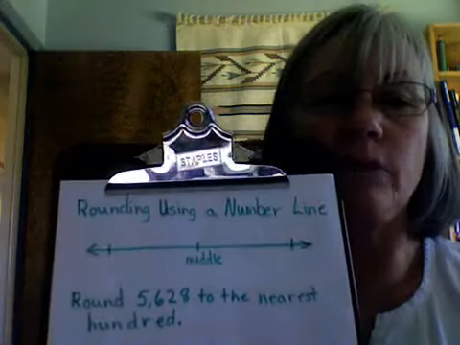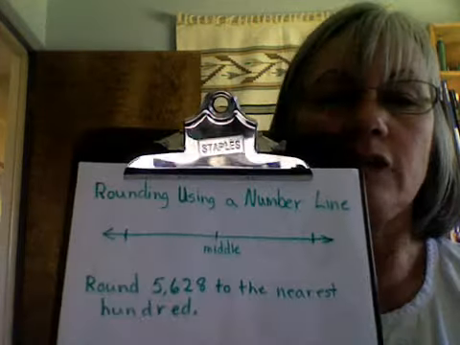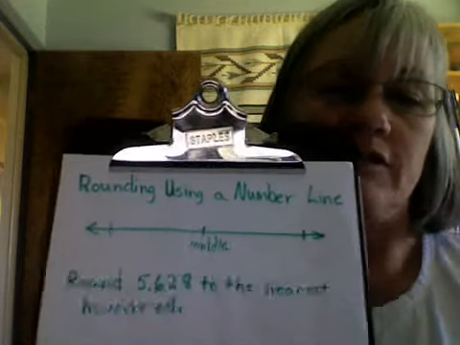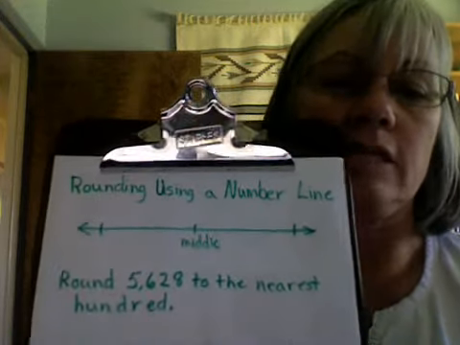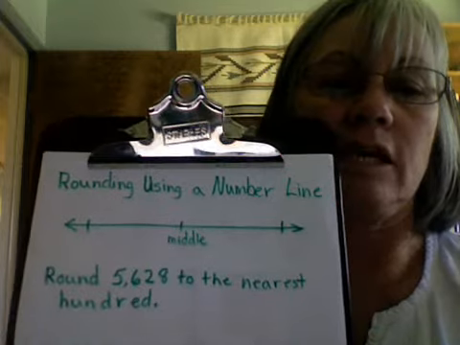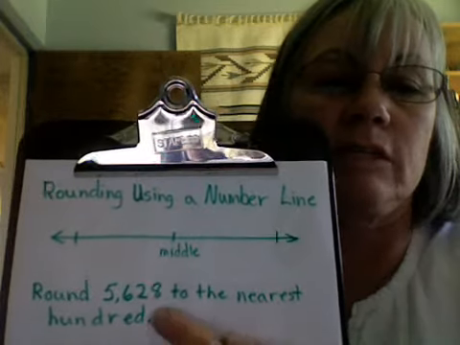Let's move on to a higher number now. We'll be rounding the number 5,628 to the nearest hundred. So take a look at 5,628 and determine which digit is in the hundreds place, since we're rounding to the nearest hundred.